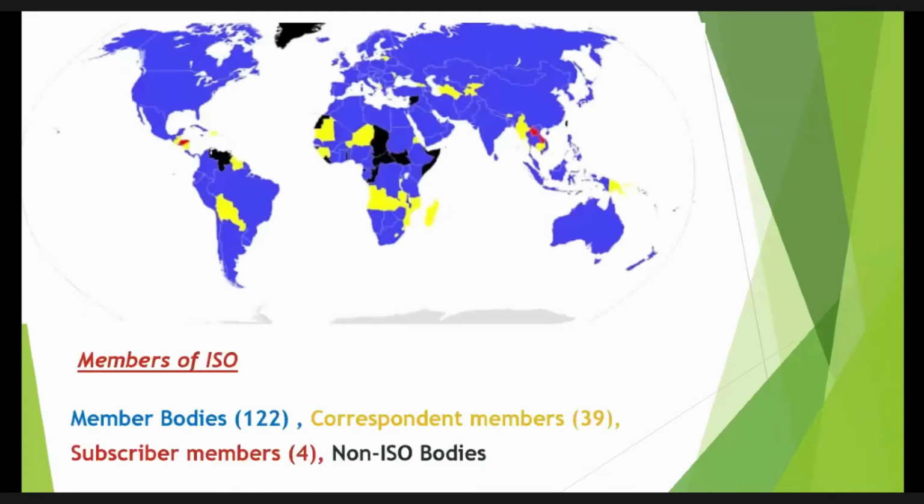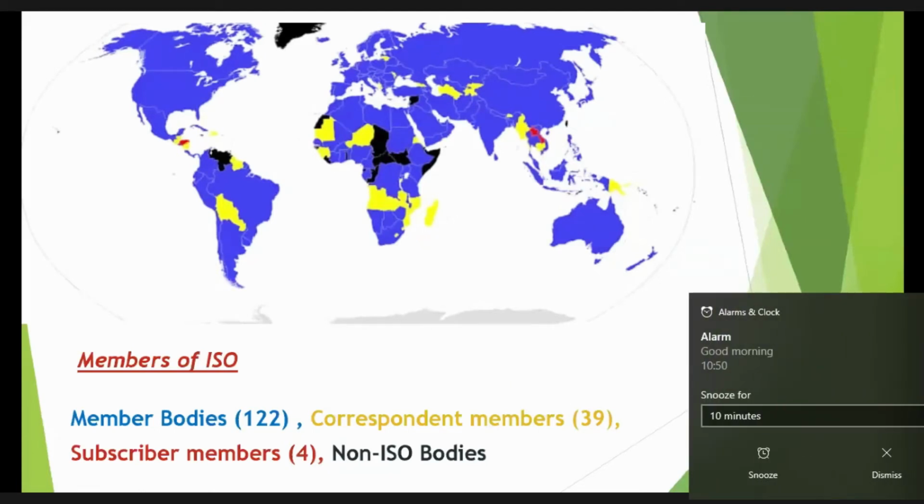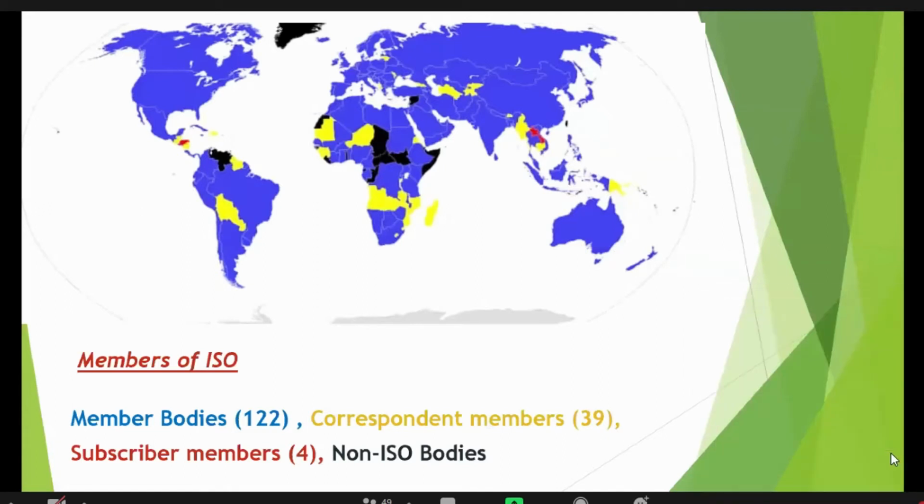Now the members. In this world map, you can see the blue color represents member bodies. Currently, 122 members are member bodies, correspondent members 39, and subscriber members 4. And the black color represents non-ISO bodies. From India, the Bureau of Indian Standards represents India in ISO.